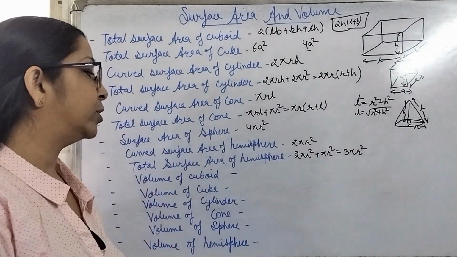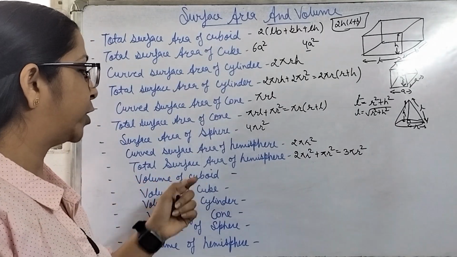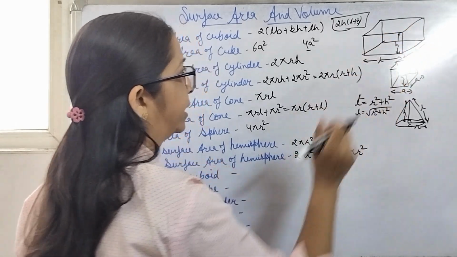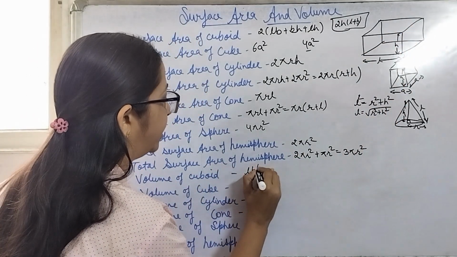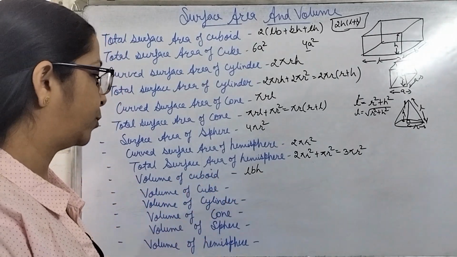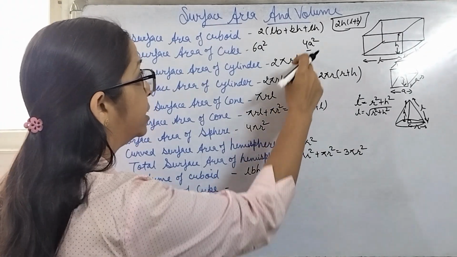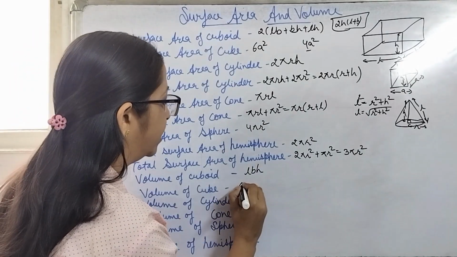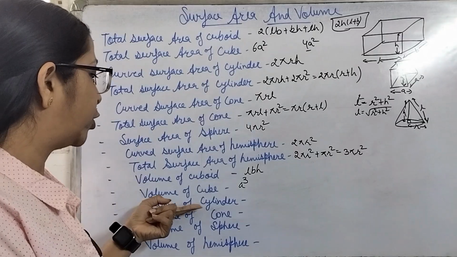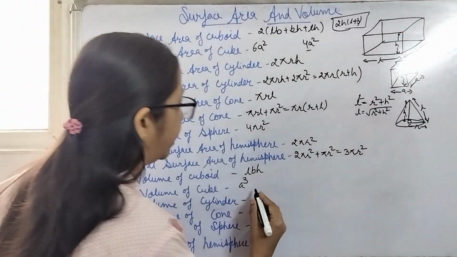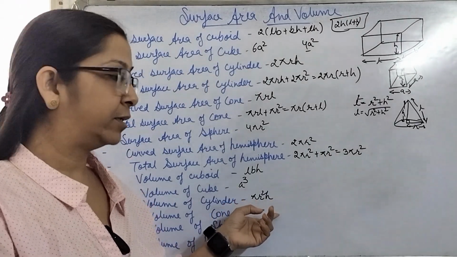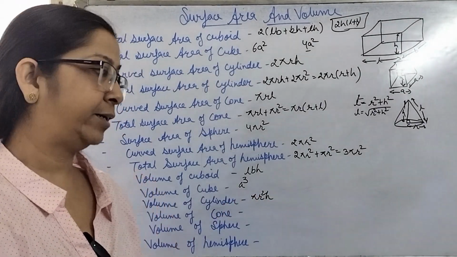Now we will be talking about volumes. So the volume of a cuboid, if its length is L, width is B, and height is H, will be LBH. This is the volume of the cuboid or the capacity of the cuboid. Volume of a cube, if the side is A, will be side cube, A cube. If we are talking about the volume of a cylinder, it will be pi R square H, where R is the radius of the cylinder and H is the height of the cylinder.